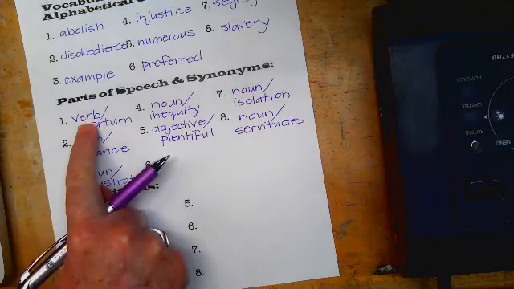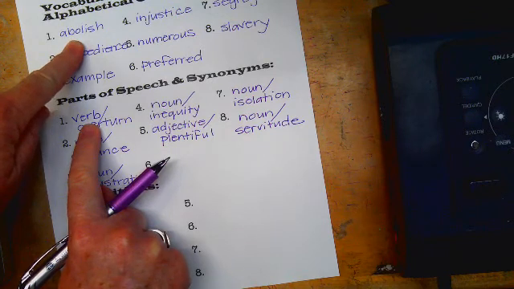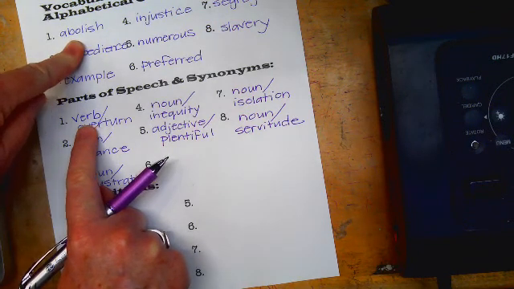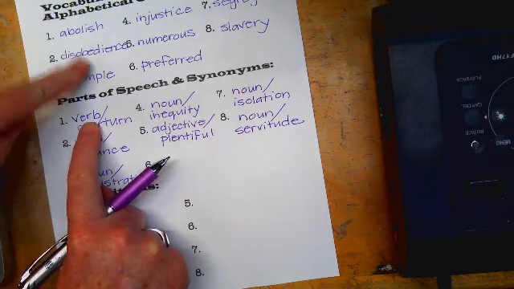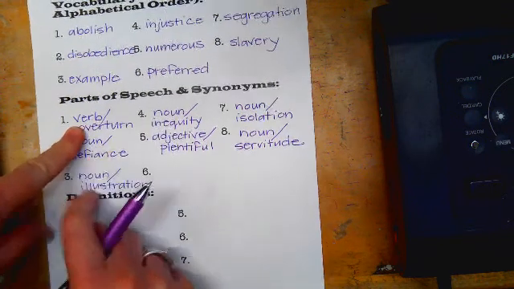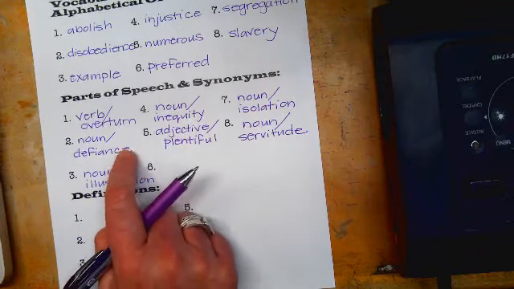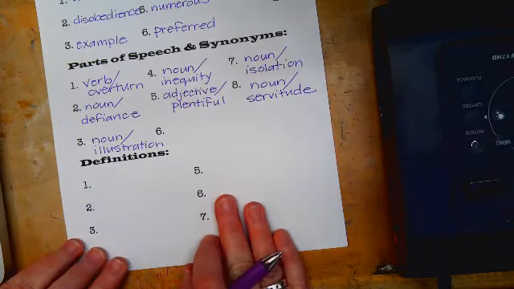So for example, if it's a verb, I know it's an action word. So I can't say, you look very abolished today, because it's an action word. So I would say, many people wanted to abolish slavery. So the part of speech tells us what type of word it is and how to use it. And the synonym is just building our vocabulary, right?